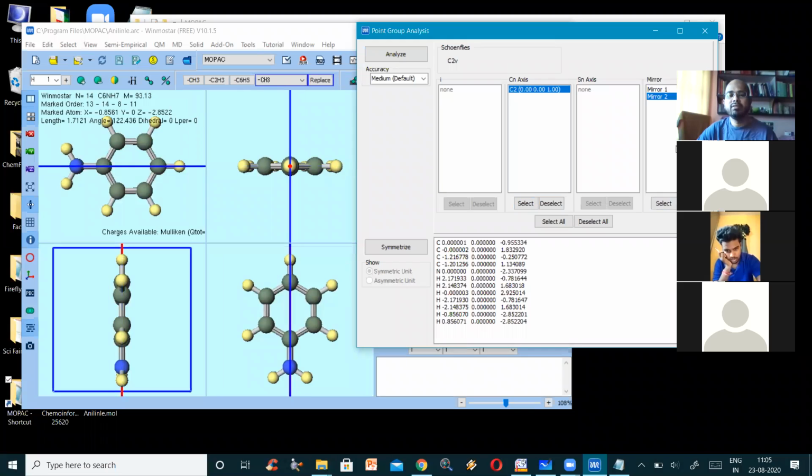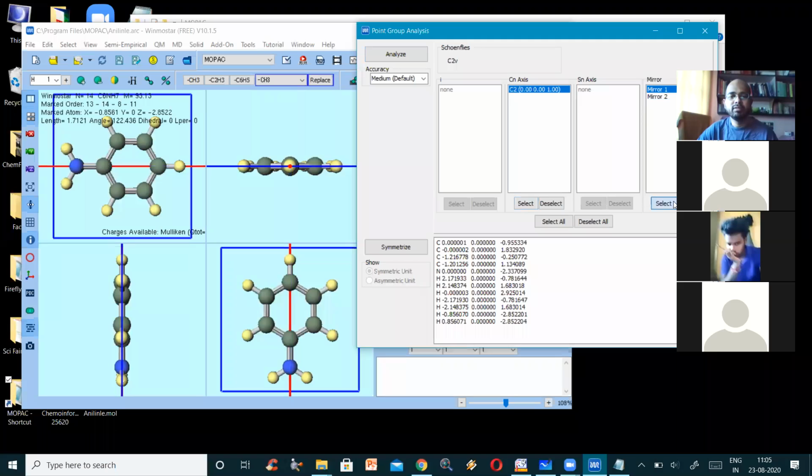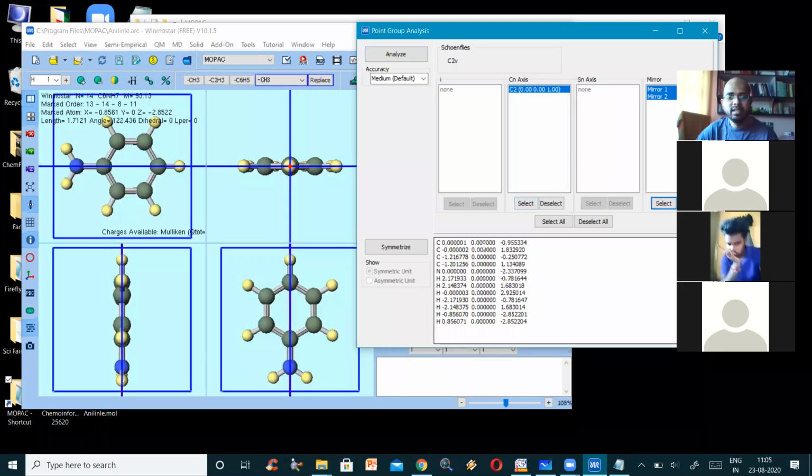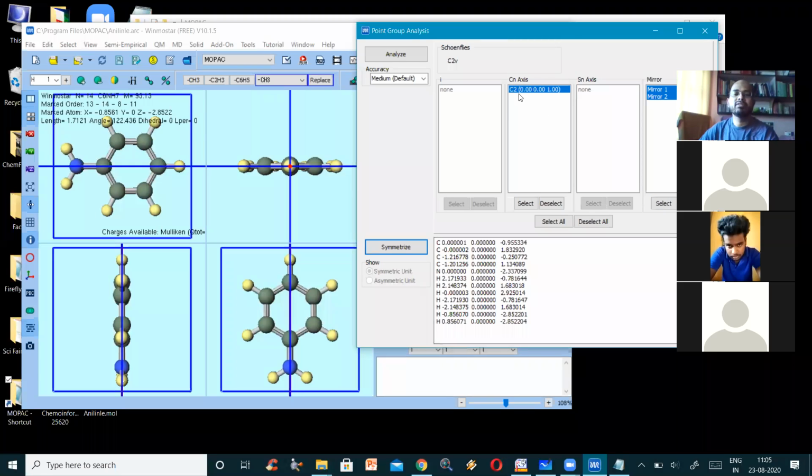Here you can select only one mirror. If there are two mirrors there, you can select only one mirror. Mirror 1 I am selecting. And then look at the coordinates that are there. Something that is completely in plane will give you all 0.00. Now I click symmetrize. It is telling you to buy that particular software. That is a premium, so I'm not having that, but it is enough because we are getting the C2 axis and up to this it is visualized.